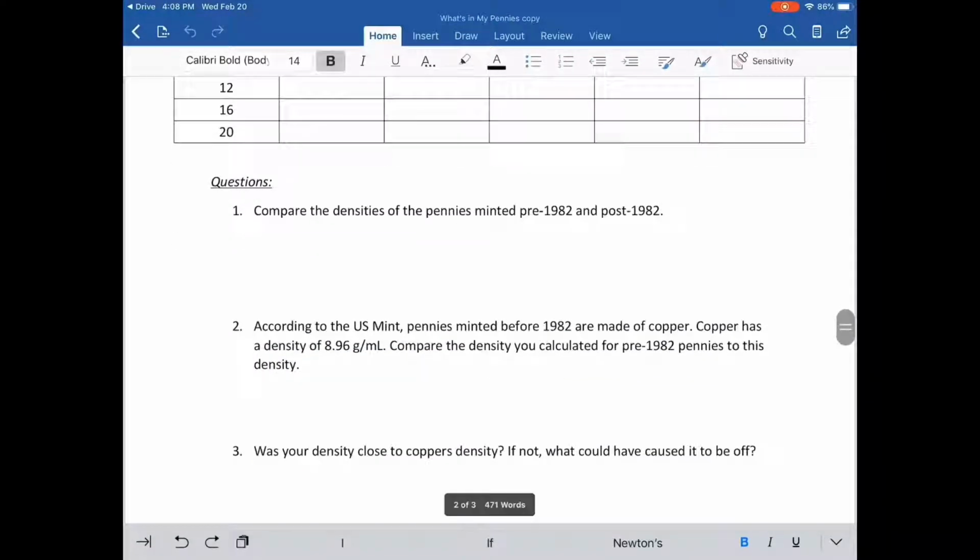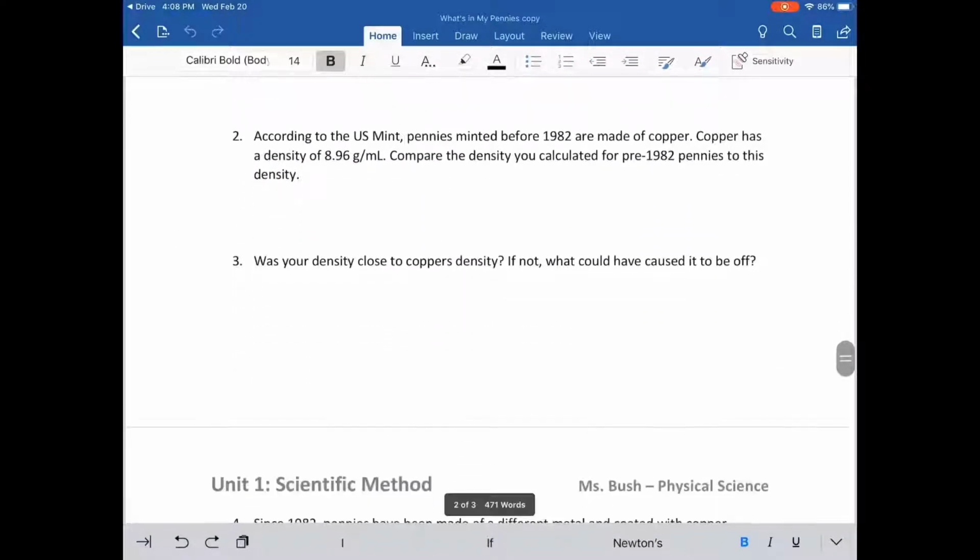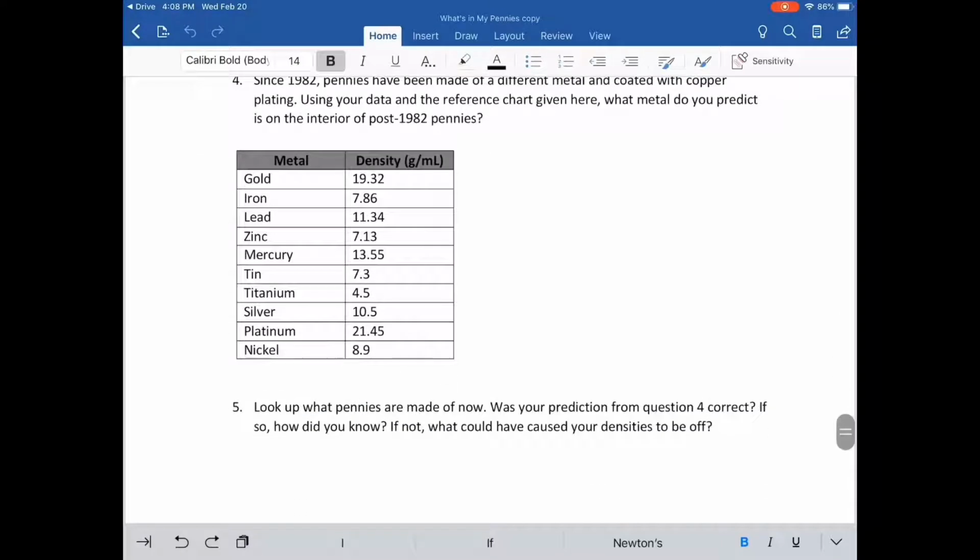And then you're going to answer the questions down here, and then try and figure out what do they put in the pennies using your data. So if you already know, that's great. But I would like you to use your data for question 4 to figure out what is in the penny.